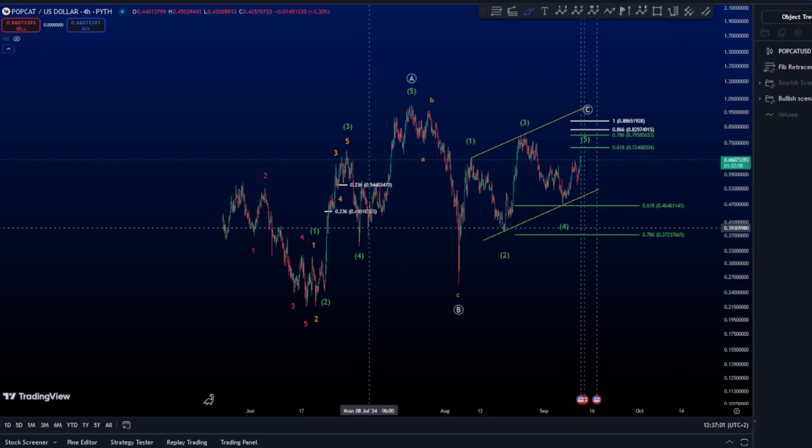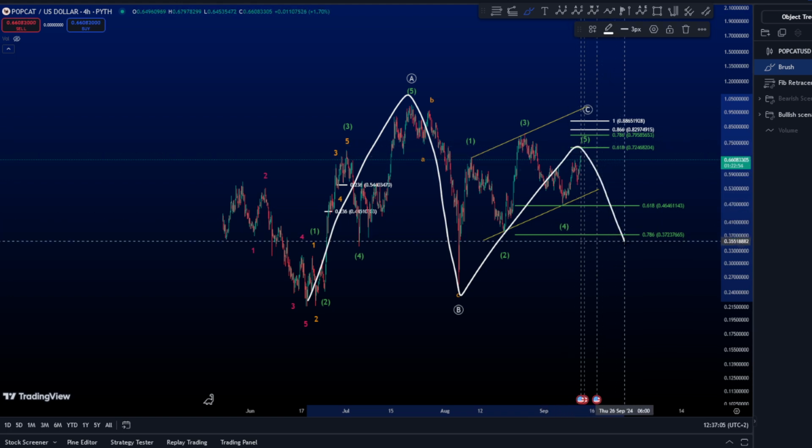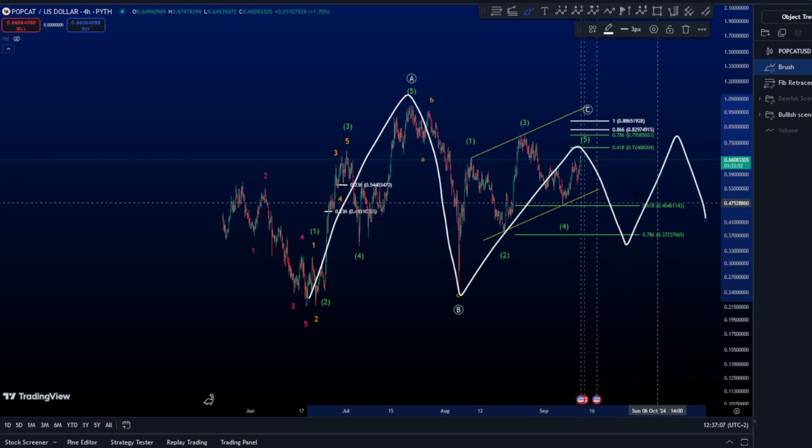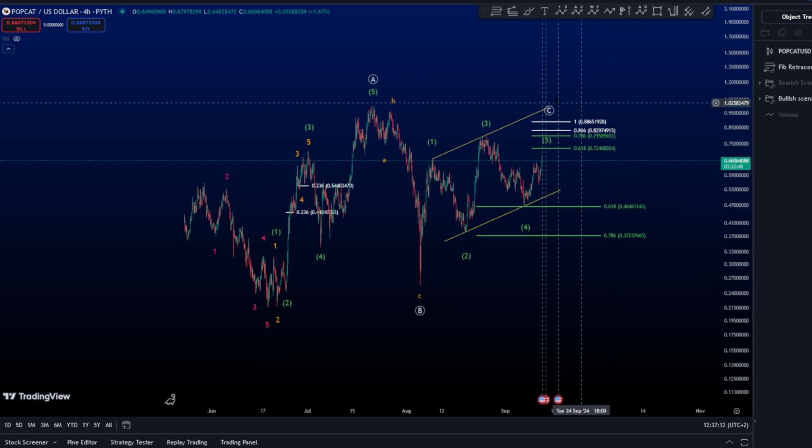In case it's just considered A, B, and a C, we might see another A, B, and a C, or potentially starting a new impulse towards the upside. So, of course, to be reanalyzed for PopCAT for this bullish scenario.